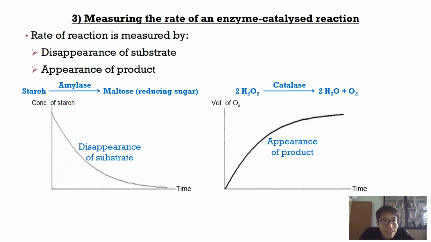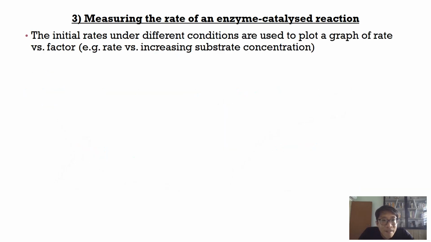For the second reaction, the breakdown of hydrogen peroxide by catalase into water and oxygen, the easier measurement would be to measure the rate of increase of oxygen over time, and that would be measuring the appearance of product. So that is to measure the rate of one reaction.